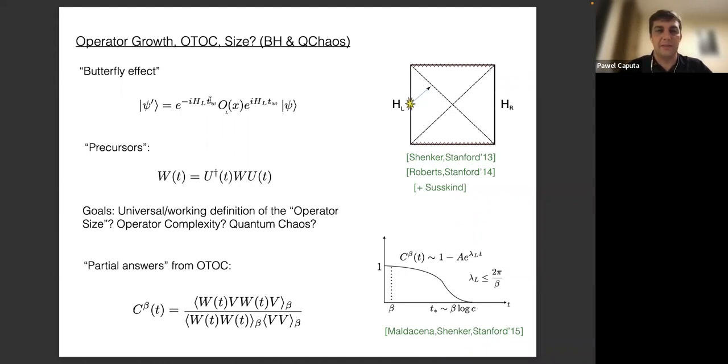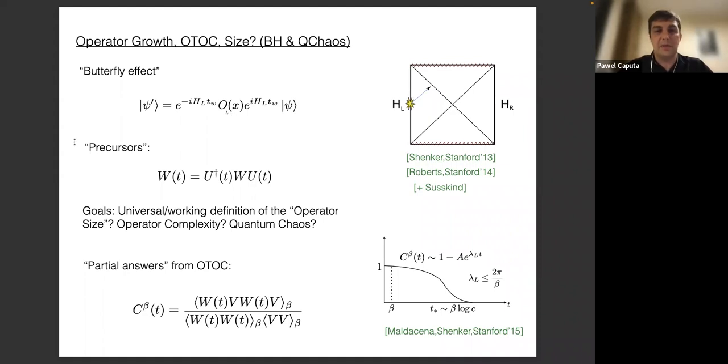So they inserted some light local operator at some early time on one side of this thermofield double state, and they noticed that, for example, if the T is chosen sufficiently large, then it can destroy this fragile structure of entanglement, even though the operator OL can be chosen to be very light.